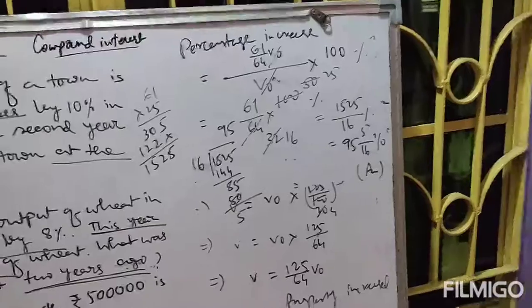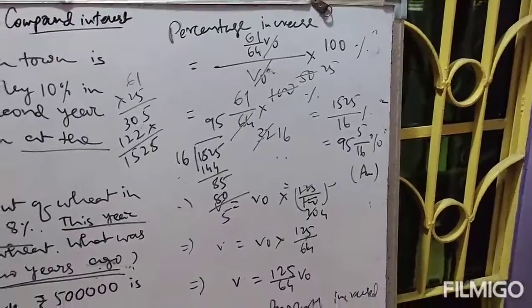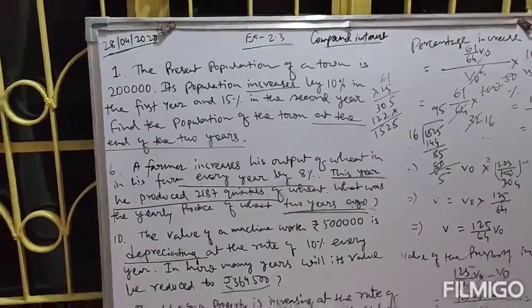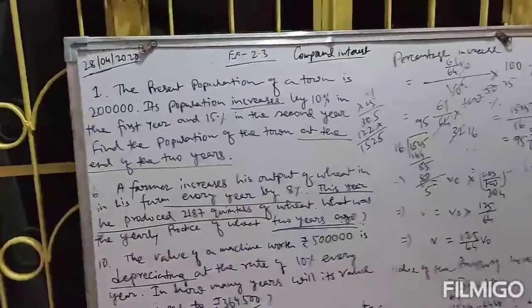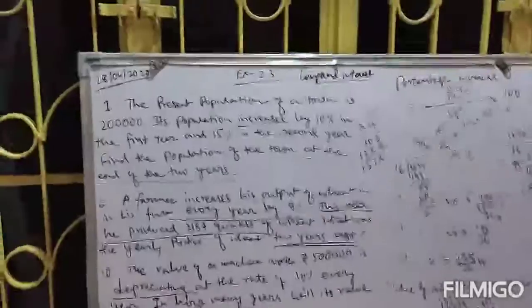So what percent will the value of the property increase after 3 years? The required percentage is 95 and 5 by 16 percent. So all the 4 questions are completed. This chapter, compound interest, is complete. This was the last lecture of this chapter. The remaining sums will be your homework. Thank you.